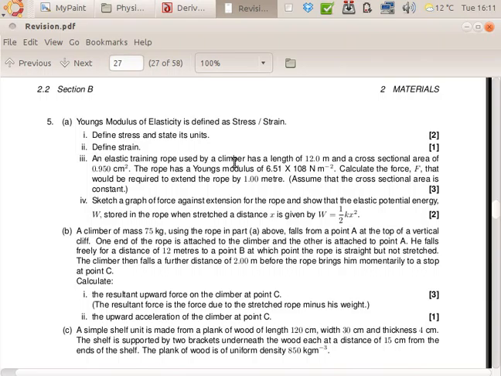Elastic rope, length 12 meters, area 0.9560. The rope has Young's modulus 6.51 times 10 to the 8. So can you write this first number down? 12 meters is the length.